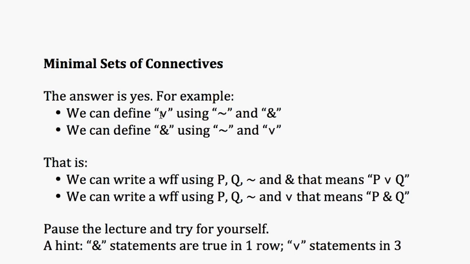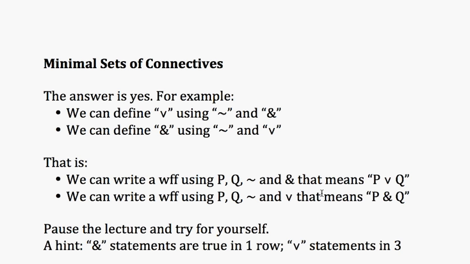We can define or using just not and and. We can define and using just not and or. In other words, we can find a well-formed formula that uses P, Q, not, and that means exactly the same thing as P or Q. It'll be more complicated to write, but it'll mean the same thing. Similarly, we could write a well-formed formula with P, Q, not, and or that would mean the same thing as P and Q. And once again, it would just be a matter of it being a little more complicated. But it would have the same truth table, the same row of 1s and 0s under the main connective.